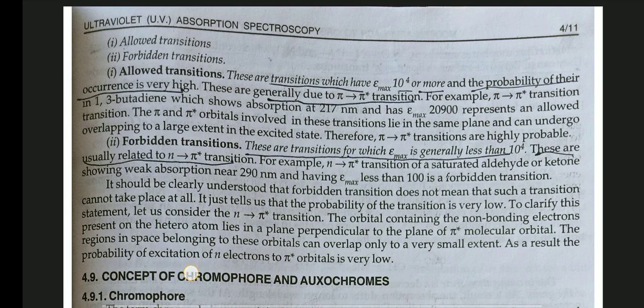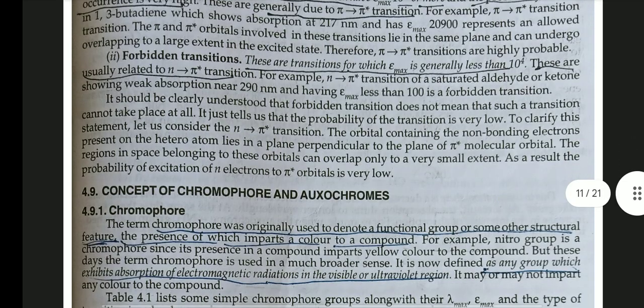Forbidden transitions are transitions for which Emax is generally less than 10 raised to power 4. These are usually related to n to pi star transitions. For example, the n to pi star transition of a saturated aldehyde or ketone, showing weak absorption near 290 nanometer and having Emax less than 100, is a forbidden transition.